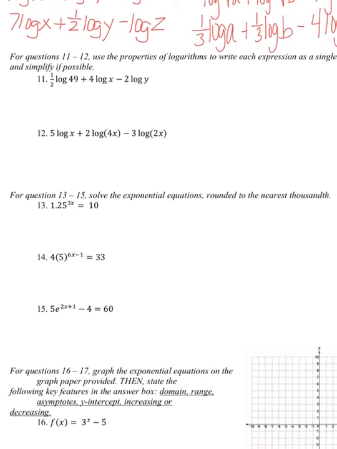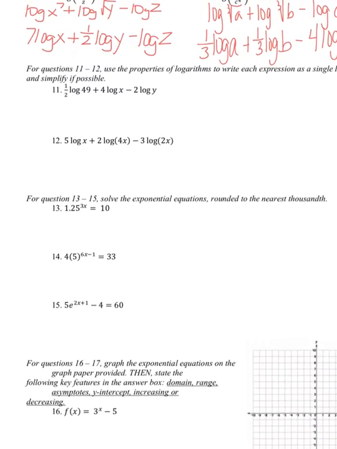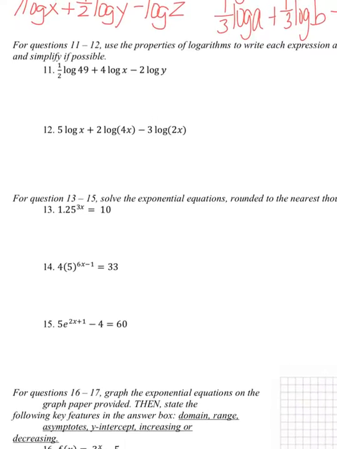Number 11 and 12 are doing the same thing, just going opposite. So now we're going to condense. We're going to make the log smaller. Okay, so how I always start this, I always take care of the exponents first, and then I put everything together with the division and multiplication.